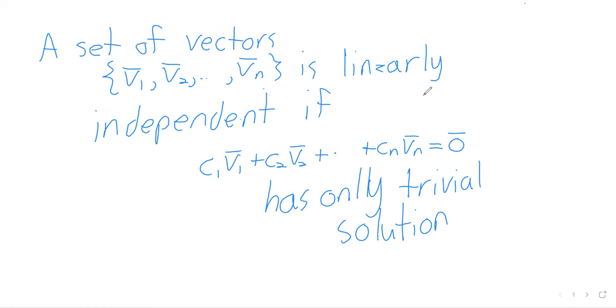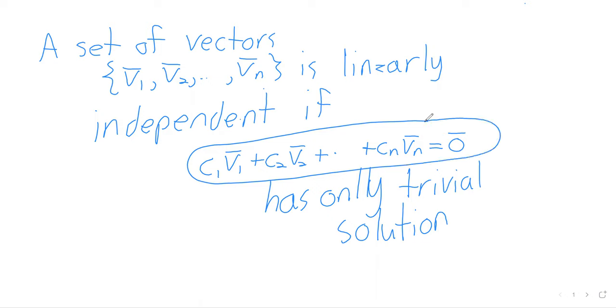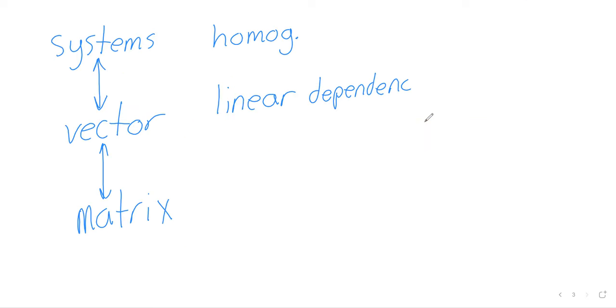I mean, this equation here is a homogeneous vector equation. So linear dependence is just asking whether a homogeneous equation has non-trivial solutions. We haven't discussed this at all in terms of matrix equations. And there's not a lot to say, but what there is to say, we will say.